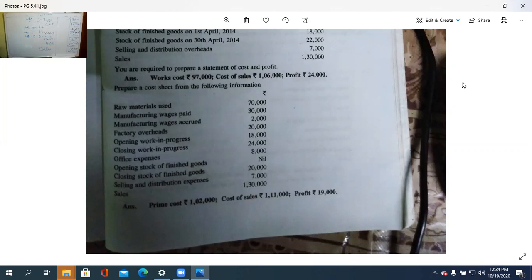See, in this way we are calculating the cost sheet with the adjustment with regard to raw material, work in progress, and finished goods.